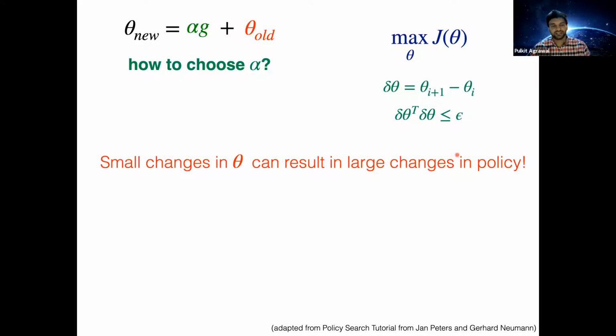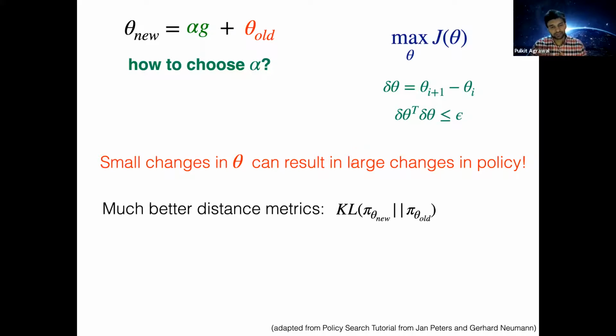So the question then becomes, what can we do to constrain the policy? In some ways, what we really don't care about is how theta is changing, but what we really care about is how the policy is changing. So instead of defining this constraint at the parameter level, we can define the constraint at the policy level. And because policies are distributions, we actually have some good measures which can tell us the distance between two policies. One such measure is the KL divergence.